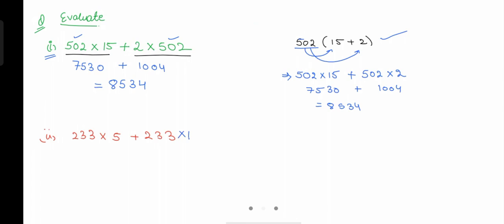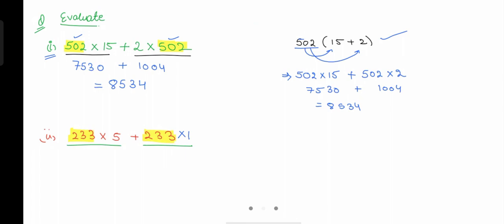Now if I want to find the common number in them, as in the previous case the common number was 502, in this case, what is it? It is 233. Why 233? Because it is present in both the terms. It is present in this term as well as in this term, so I can just take it common.